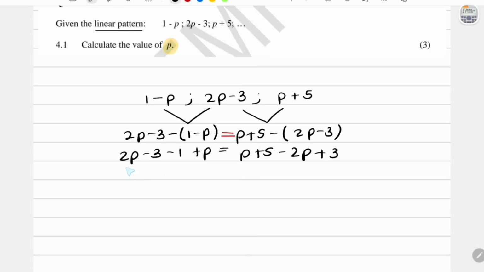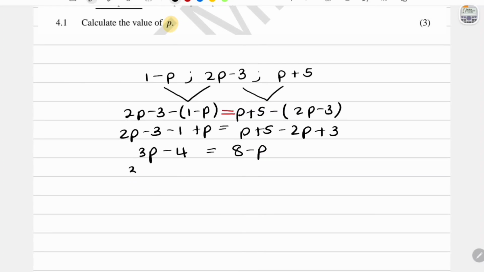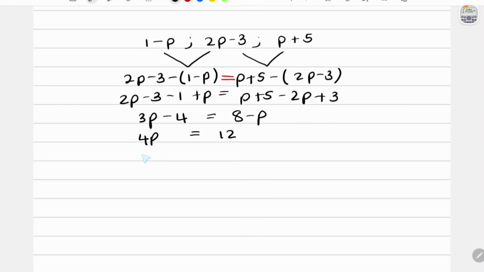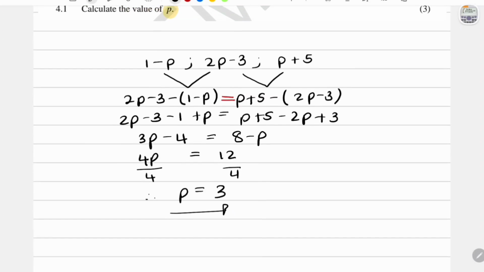Okay, so I'm going to add the p's first. That gives us 3p, negative 3 minus 1 is negative 4, is equal to, and p minus 2p is negative p, and we have 5 plus 3 giving us positive 8. So I'll just put it as 8 minus p. And then put your p's together. So we have 3p, we're taking that over, it becomes a positive p, so now we have 4p here is equal to 8 here, taking this negative 4 over, and so it becomes a plus 4, giving us 12. So 4p equals 12, we divide both sides by 4, and so therefore p is finally equal to 12 divided by 4 is 3. And that's our value of p.